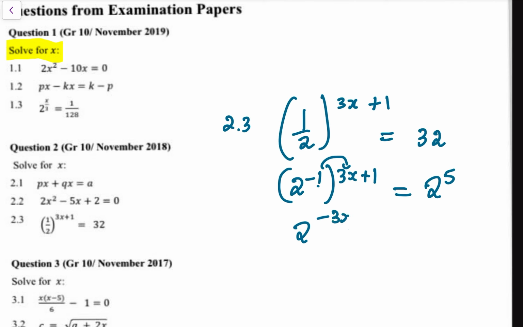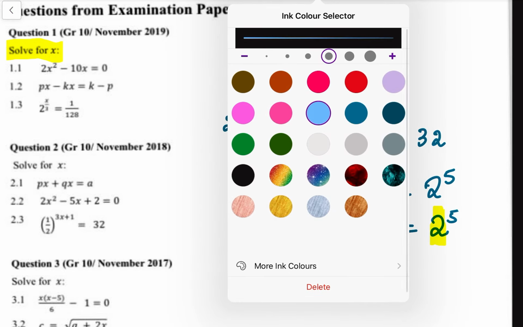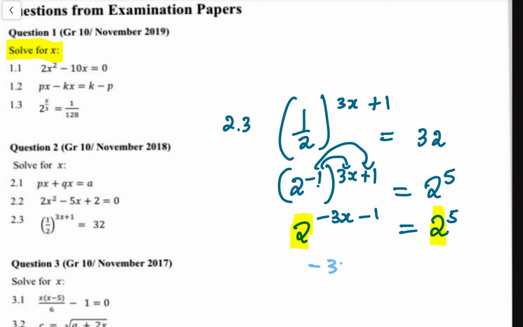Now we have 2 to the exponent negative 1 times 3x, it is negative 3x. Negative 1 multiplied by positive 1 is negative 1, is equal to 2 to the exponent 5. Now we will notice that the bases are the same, therefore the exponents are equal. So we'll say therefore negative 3x minus 1 is equal to 5. So we have negative 3x. If we transpose 1, we are going to have 5 plus 1, which is equal to 6.